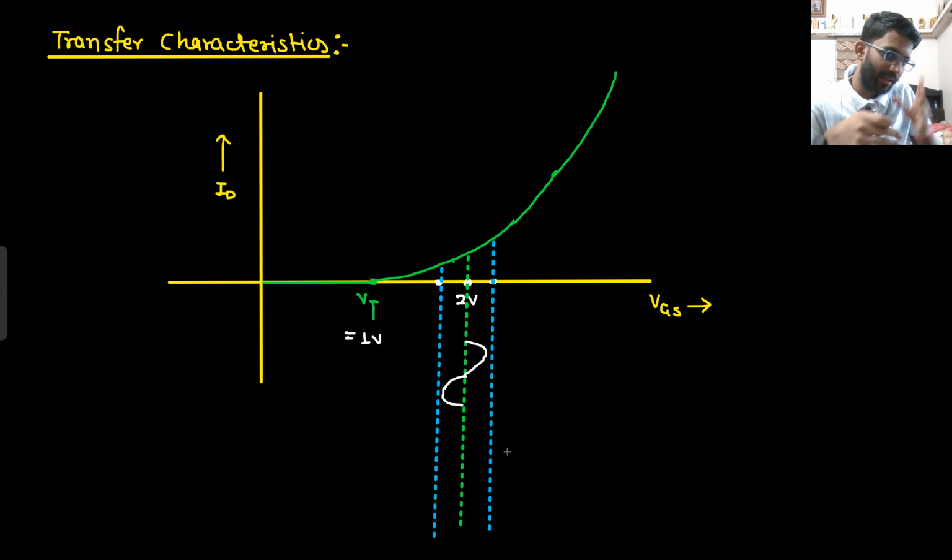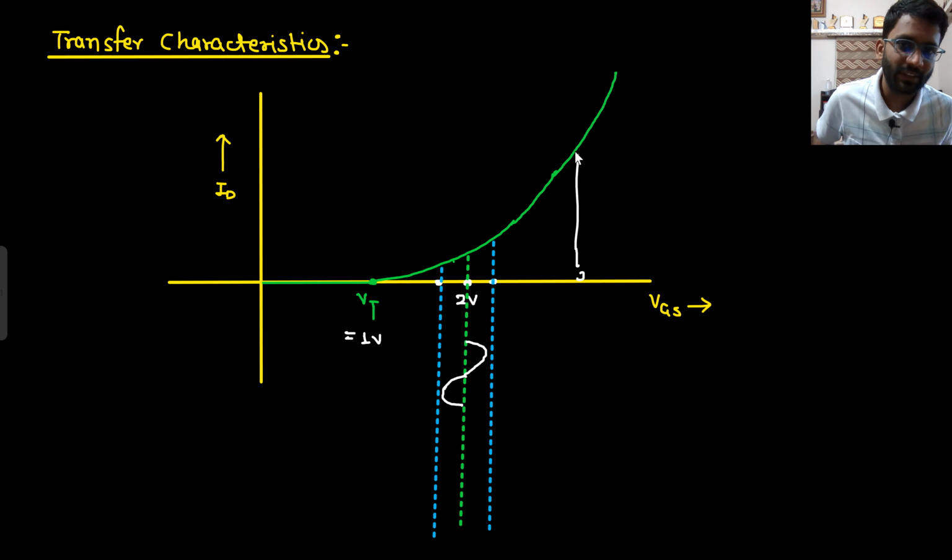VGS is the input. As input I am applying 2 plus 20 and 2 minus 20. That's why I showed it like this. It is my input only. And with respect to this input, what am I getting at the output? Let's assume if my input was 3 volt, with respect to 3 volt, this was the ID I was getting.